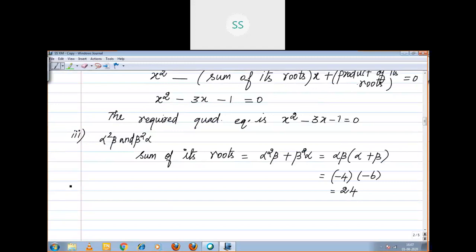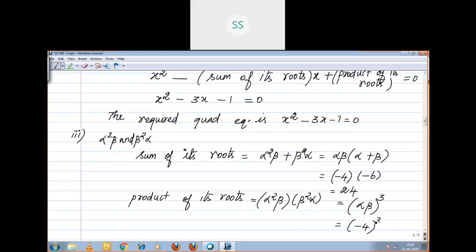Product of its roots. It is equal to alpha square beta into beta square alpha, which is equal to alpha beta the whole cube. That is nothing but minus 4 the whole cube, which is equal to minus 64. Right? The multiplication and all you know very well. Am I right, children? Yeah.